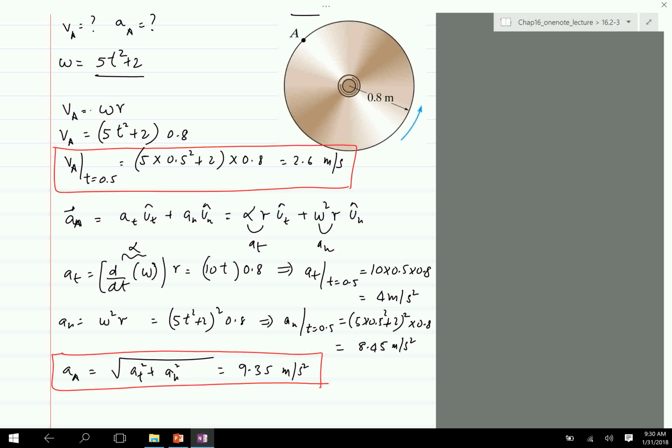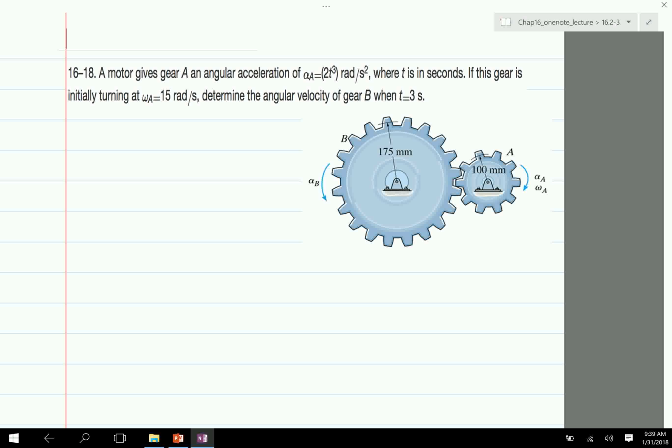Determine the angular velocity of gear B when t is 3 seconds. Okay, there are two ways to do this problem. One is, first we can try to find the angular velocity of A at time t equals 3 seconds. We are given the angular speed at t equals 0 seconds. We can find the angular speed and then use the formula which relates the angular speeds between these two. I've written down the formula, v equals omega r, you can use that.